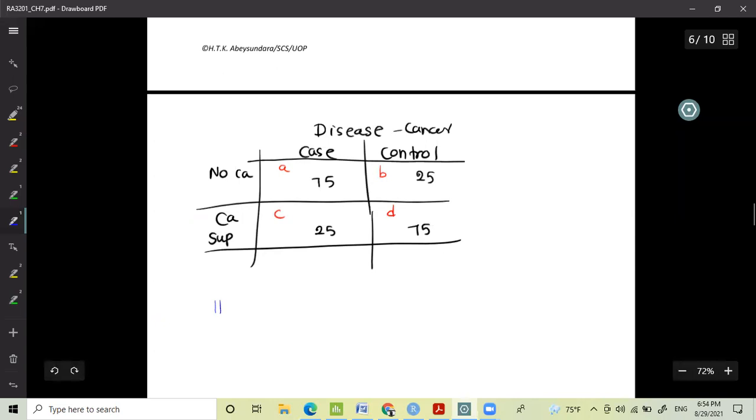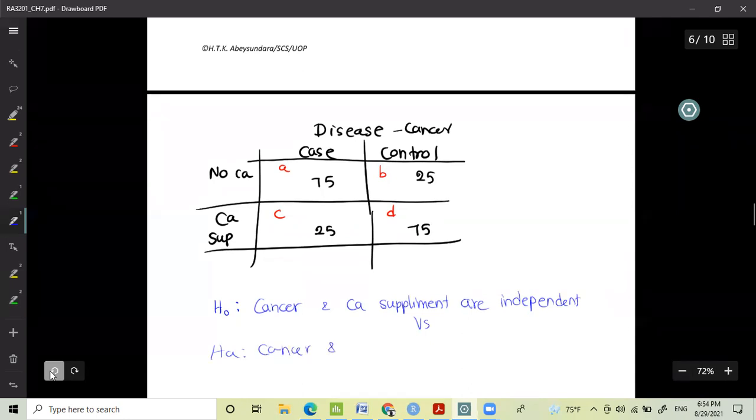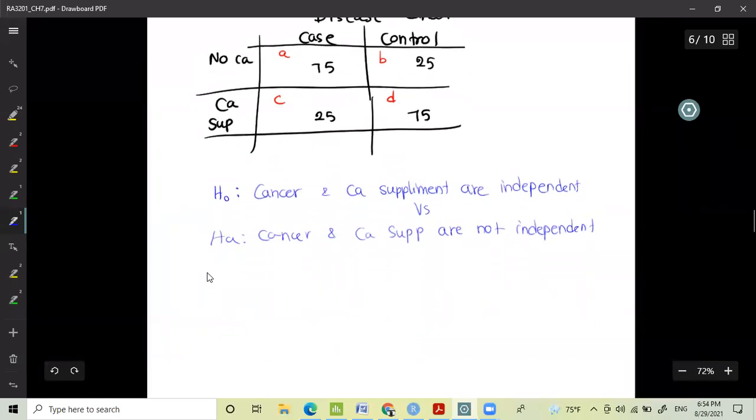Okay, so what is our hypothesis? We'll use the independent. Right? The null hypothesis: cancer and calcium supplement are independent, versus HA, cancer and calcium supplement are not independent. That is our hypothesis.